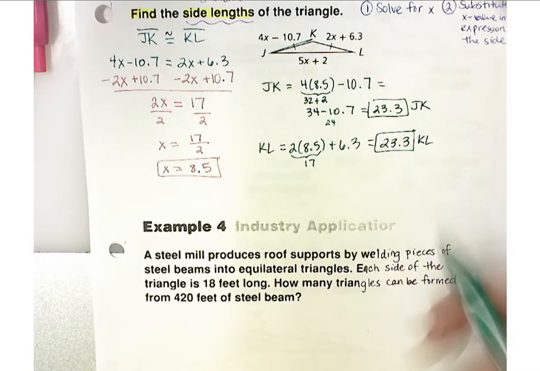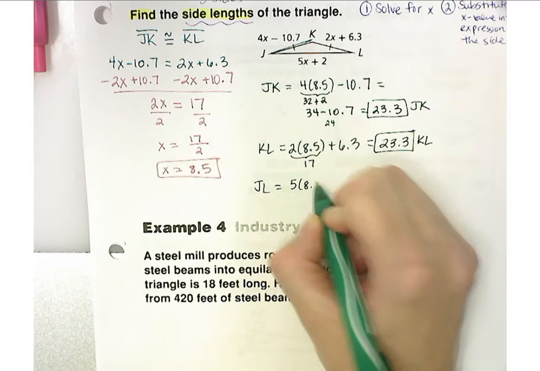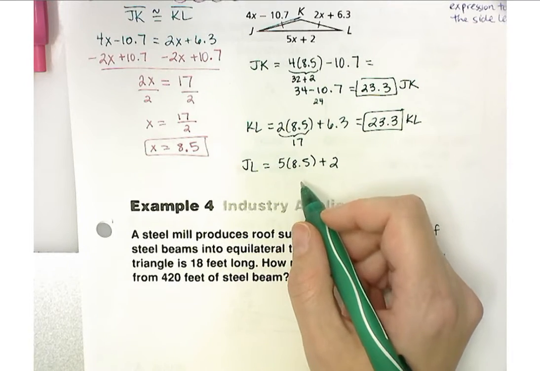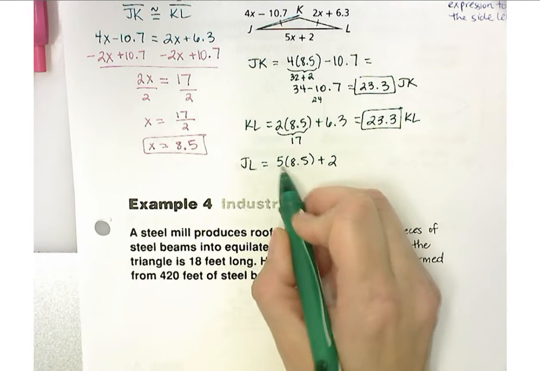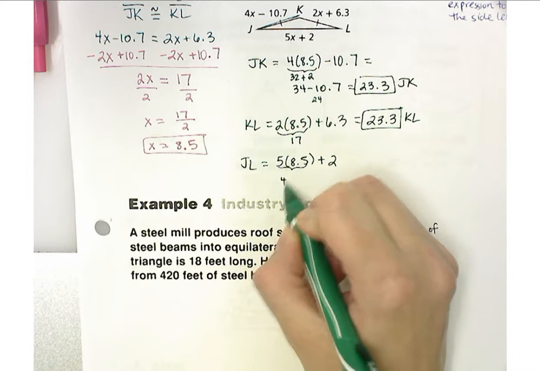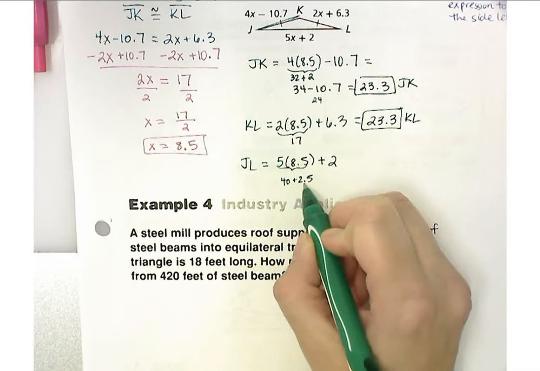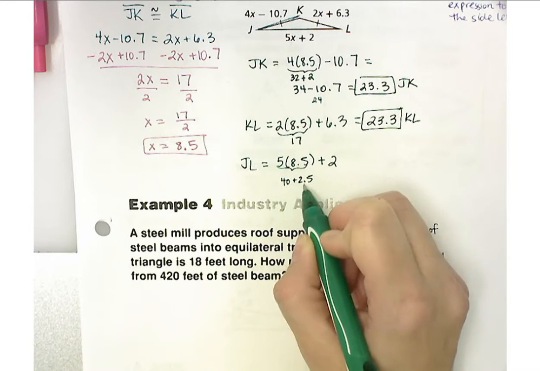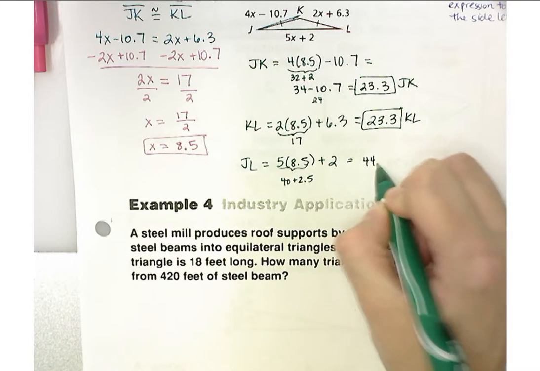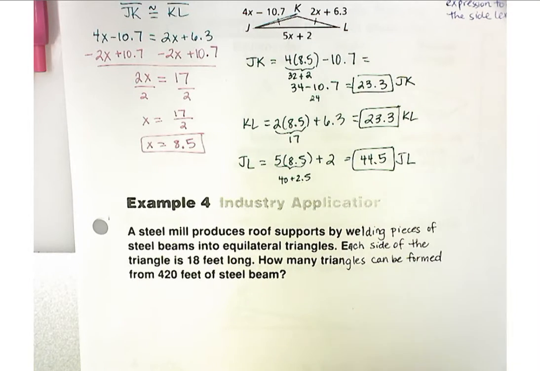And then the last one is JL. So 5 times 8.5 plus 2. You guys think you could do this one without your calculator? So remember, you can do 5 times 8, which is 40. What's half of 5? 2.5. So it's just 40 plus 2.5 plus 2. So 42.5 plus 2 would be 44.5. And this would be your JL.